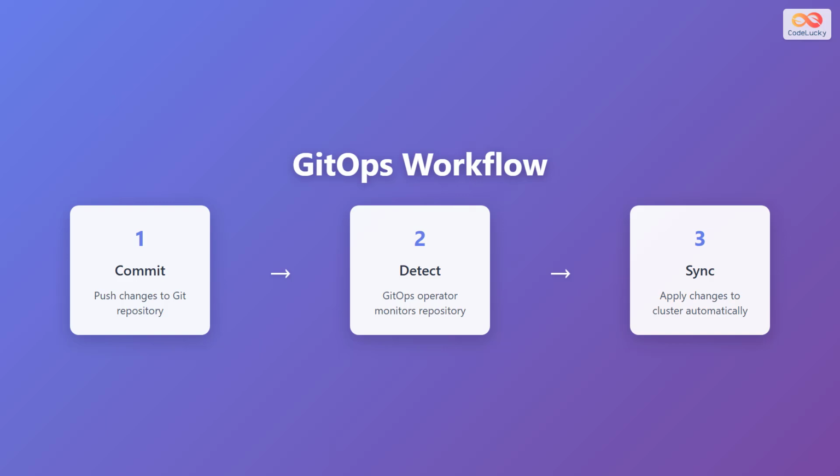Step 2 is detect. A GitOps operator, which is a specialized controller running in your Kubernetes cluster, continuously monitors the Git repository for any changes. It compares what's defined in Git with what's currently running in the cluster.